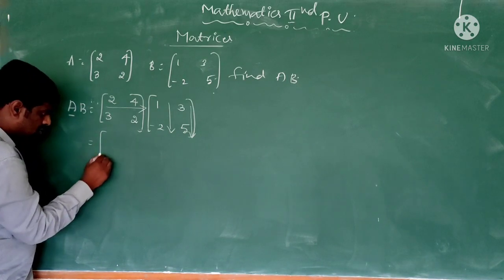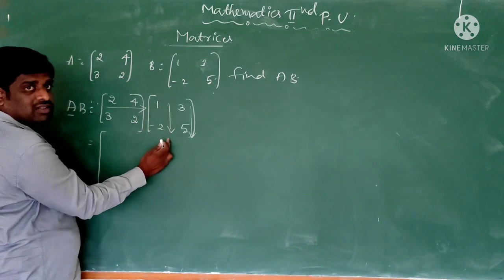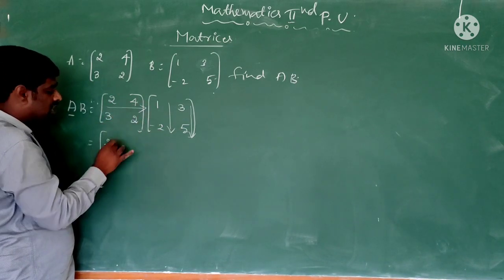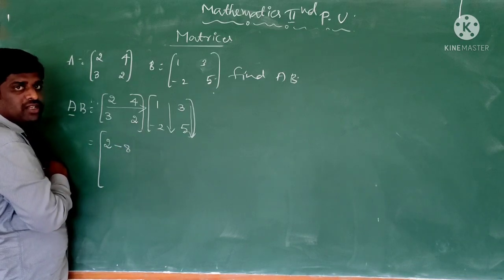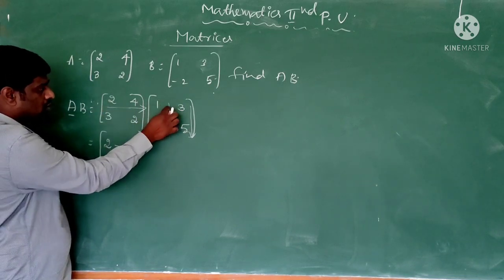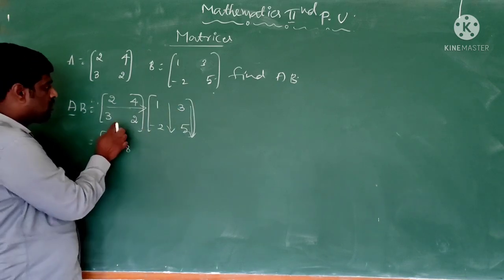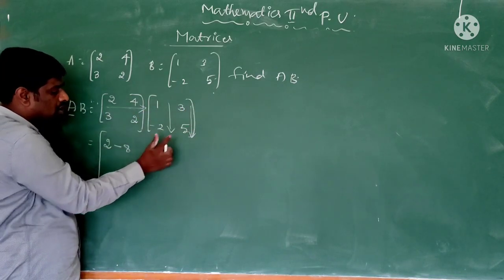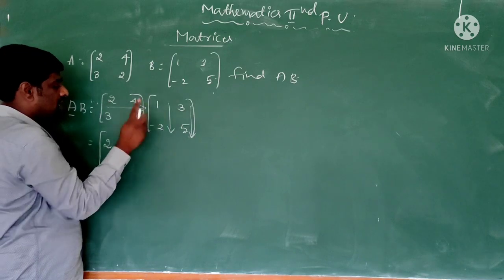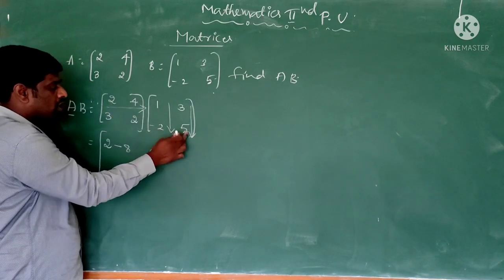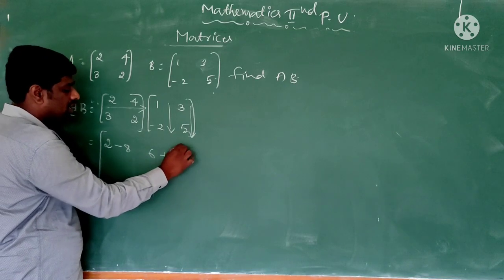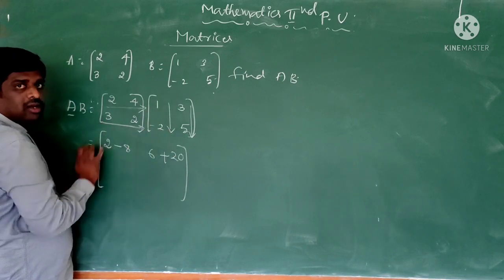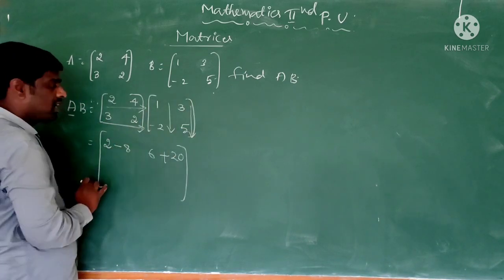Dear children, observe here. First row into first column: 2 into 1, 2 ones are 2, and 4 into minus 2 is minus 8. First row into first column is finished. Now come to first row into second column. You will write the product here: 2 into 3, 2 threes are 6, and 4 into 5, 4 fives are 20. Next, second row into first column and second row into second column.